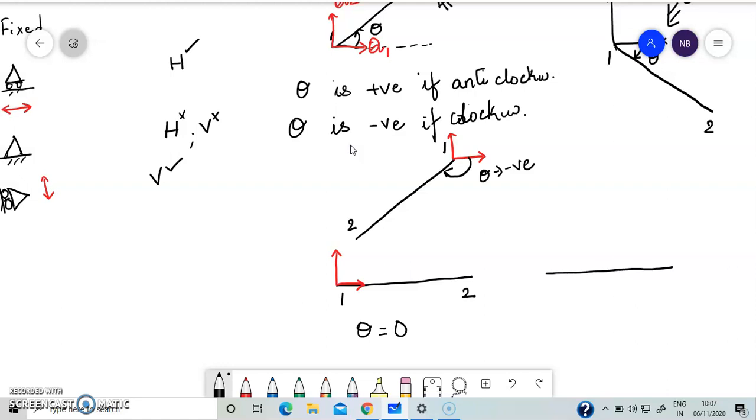The same example, now I am taking the right hand side as my first node and the left hand side as the second node, and I have to place my reference axis at node 1. Here, this is my angle theta, and theta is positive 180 degrees. The angle is measured anti-clockwise, that's why it is positive. So this is the numbering scheme that we are going to adopt to solve all the problems of truss. Thank you.